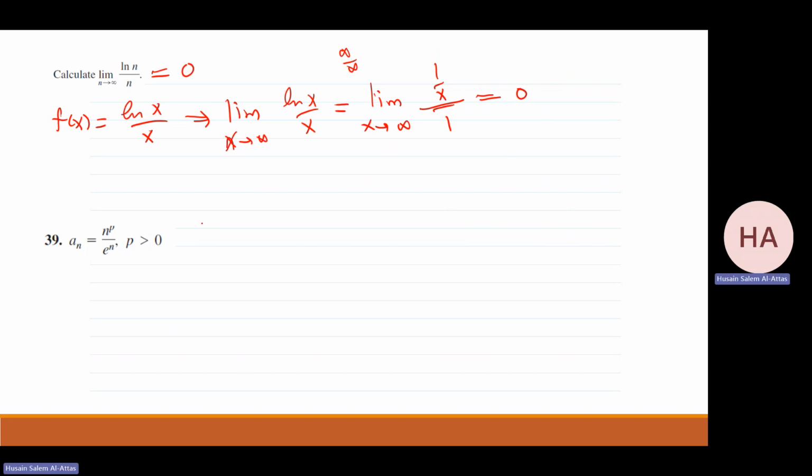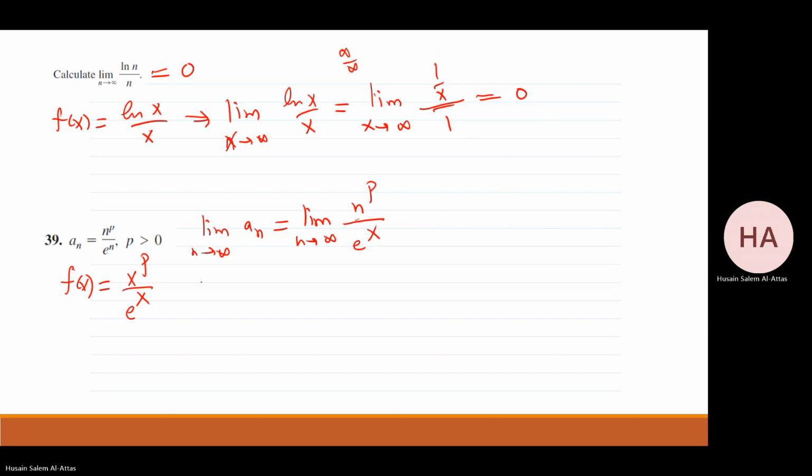This one, I take f of x as x to the power p over e to the power x. I need to find the limit of an, as n goes to infinity, of n to the power p over e to the power x. I need to be careful here. So I need to find the limit of x to the power p over e to the power x as x goes to infinity. I have infinity over infinity since p is positive, so for sure infinity over infinity.